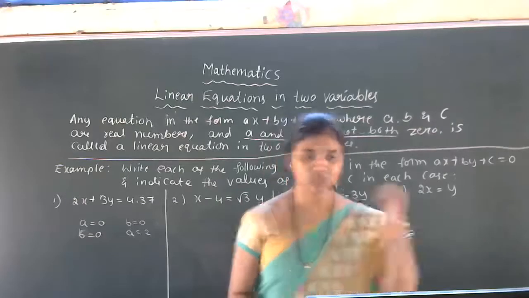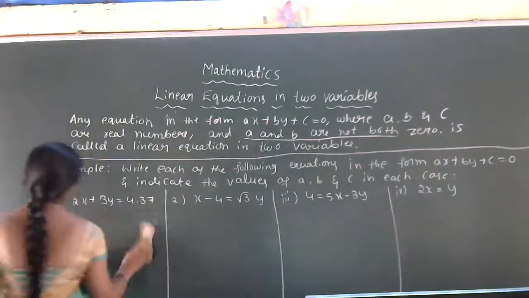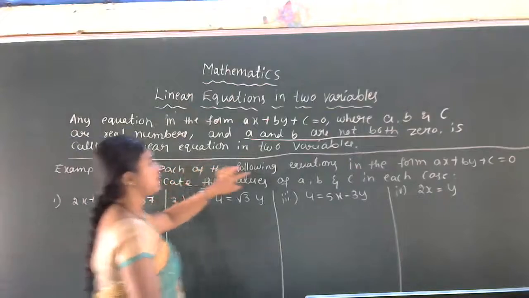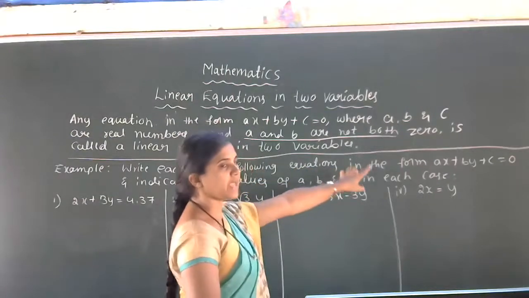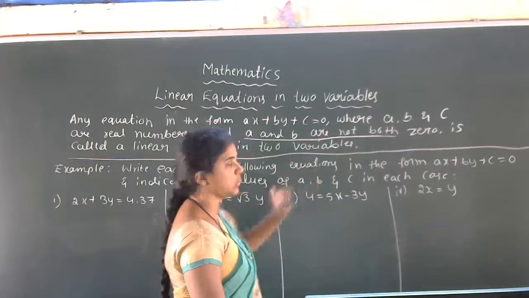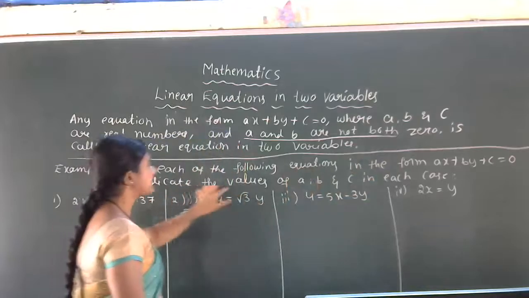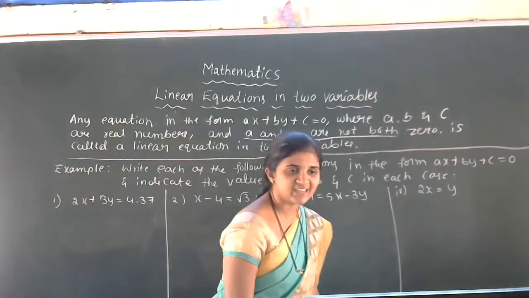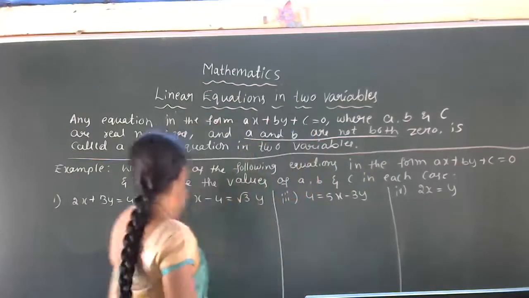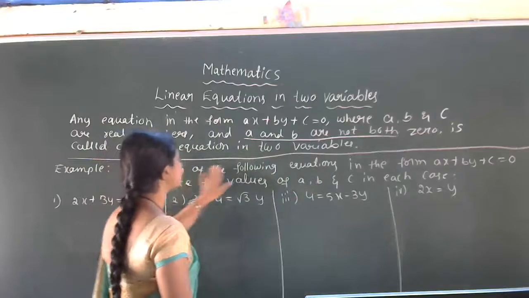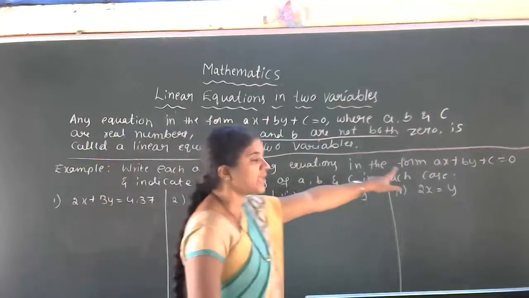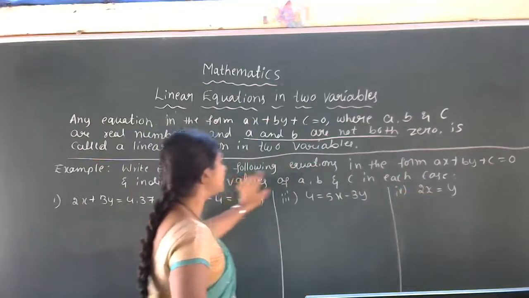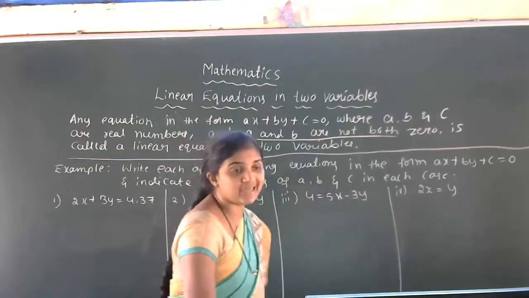So now let us concentrate on the problem part. Now, example. The question is like this. Write each of the following equations in the form ax plus by plus c is equal to 0 and indicate the values of a, b and c in each case. Question is very simple, no?